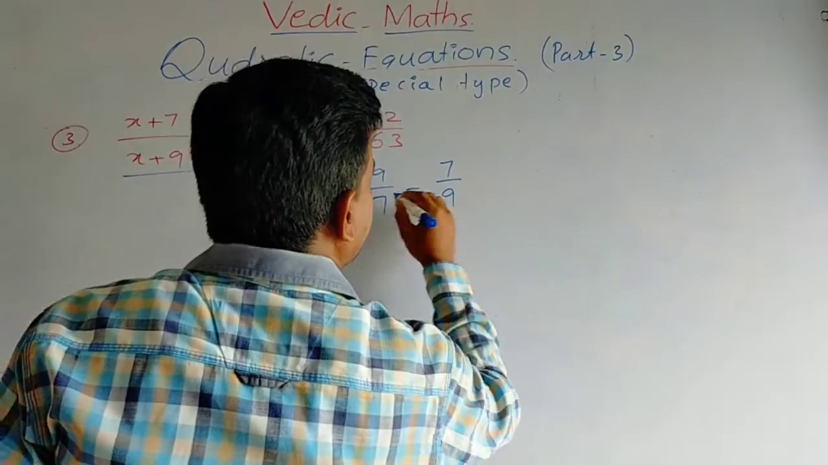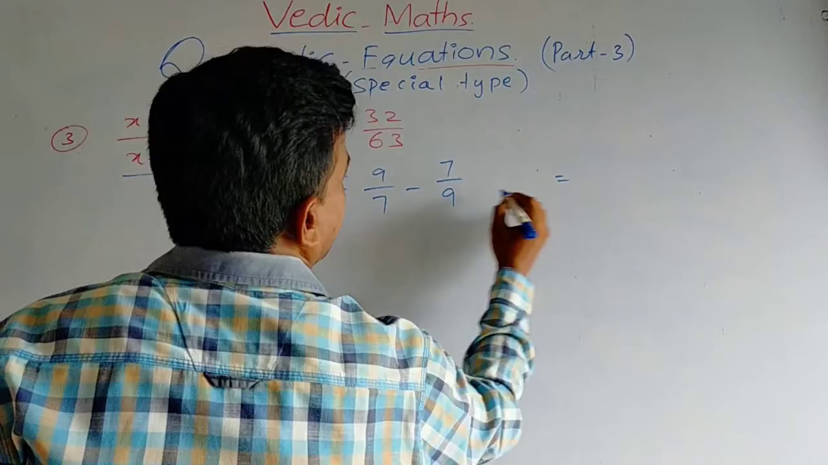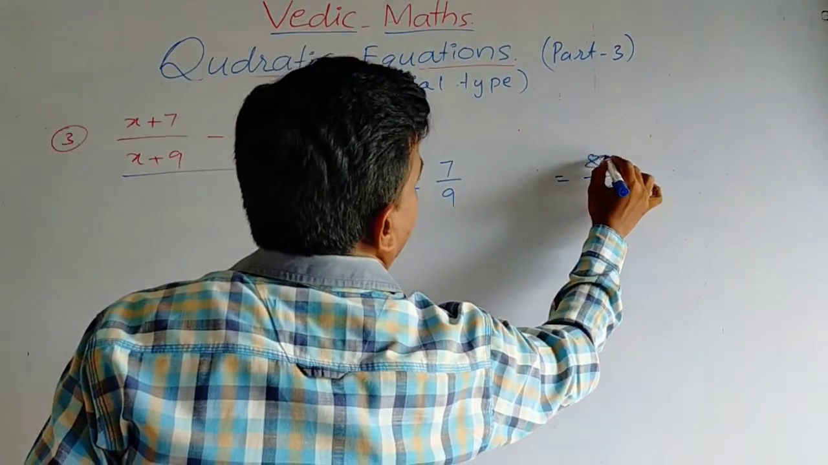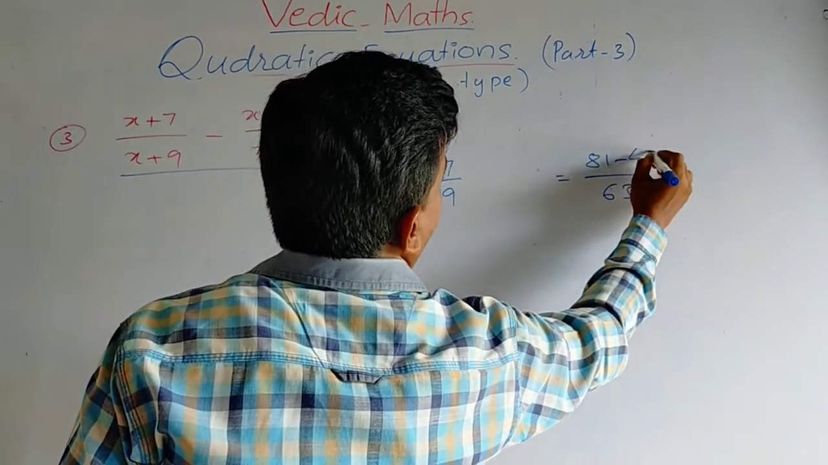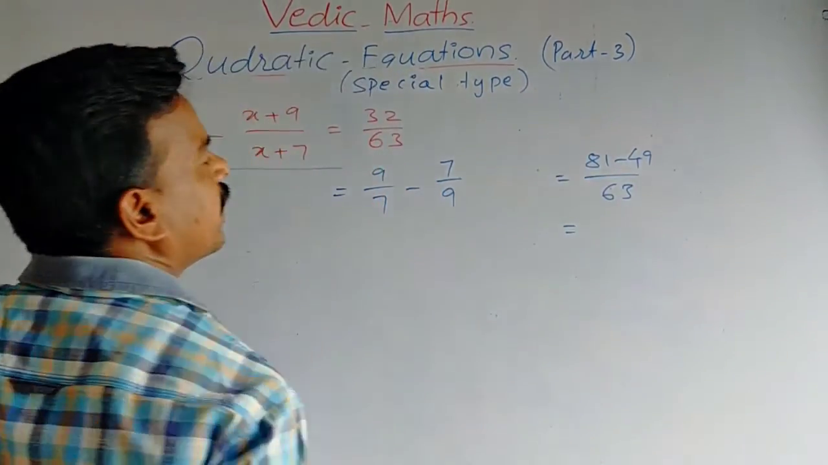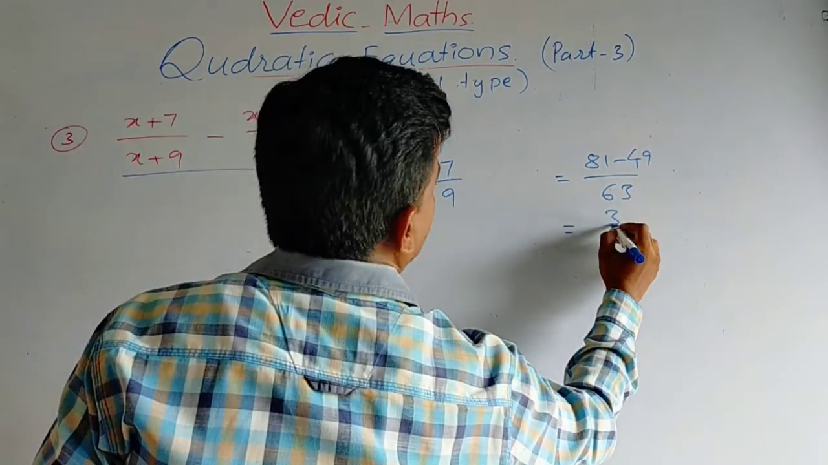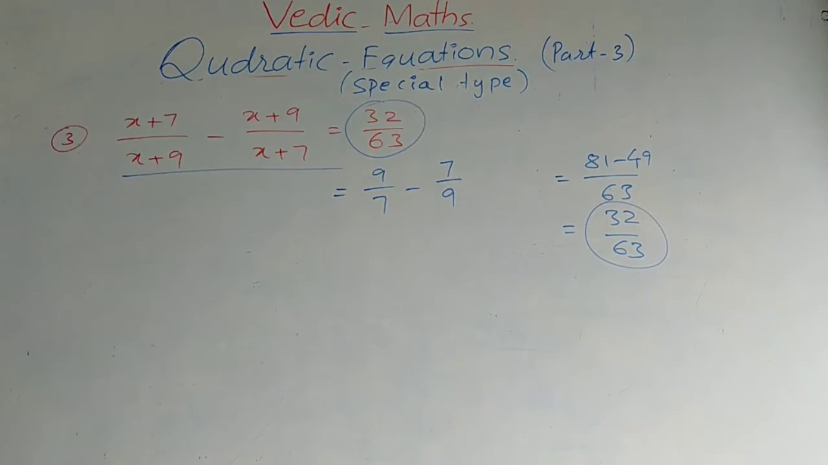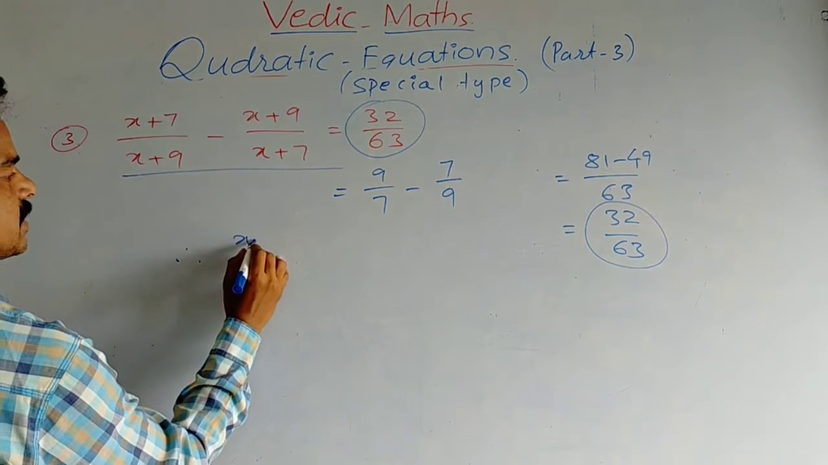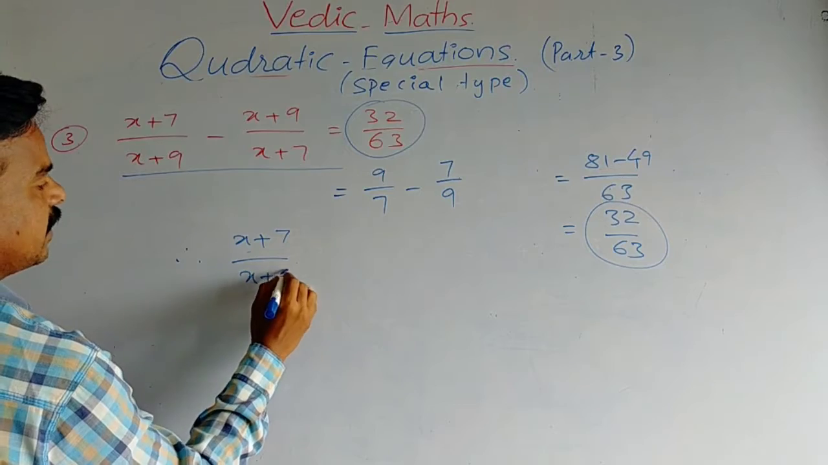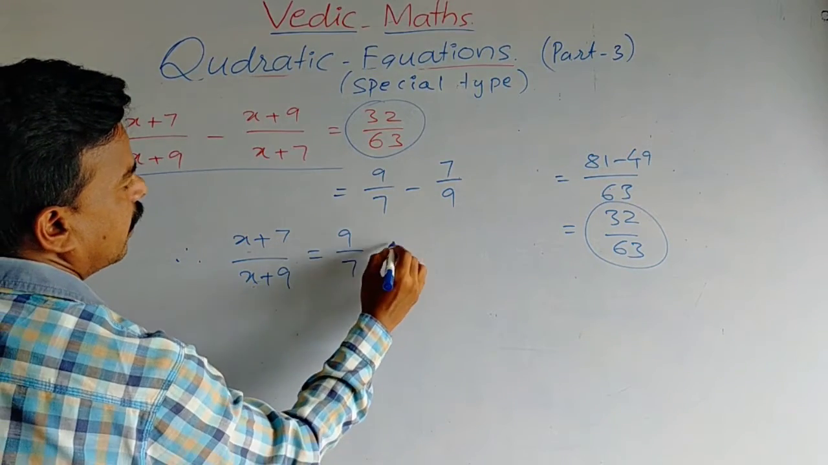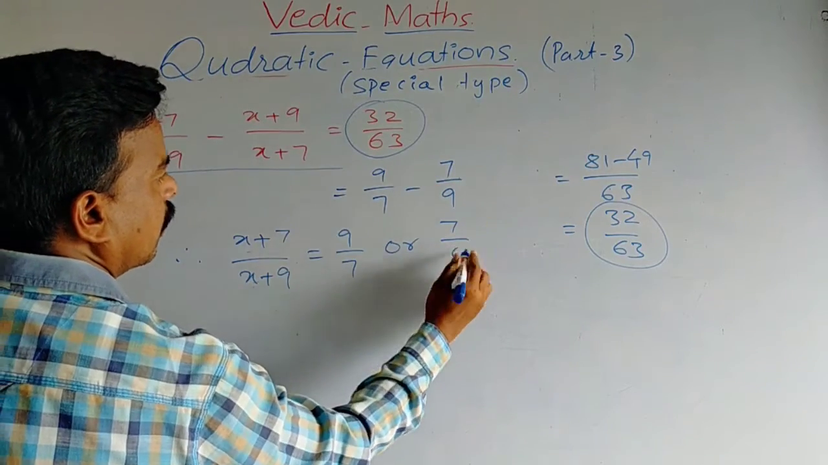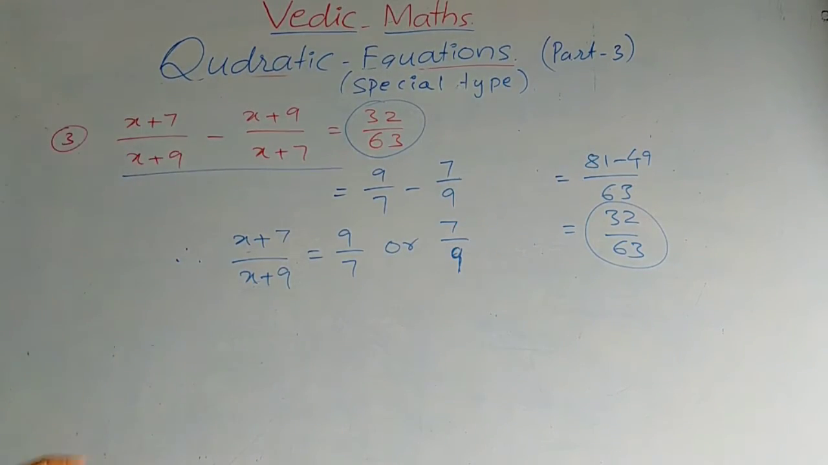Again you see here, 7 times 9 is 63, 9 times 9 is 81 minus 7 times 7 is 49. It is 81 minus 49, which is 32, by 63. This one came. Therefore, x plus 7 by x plus 9 is equal to 9 by 7 or 7 by 9. So these are the solutions.